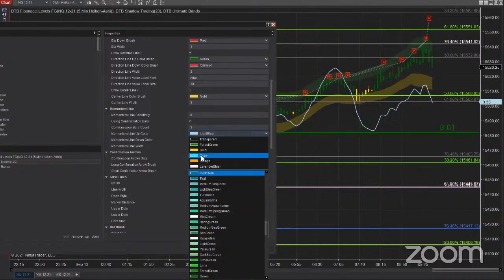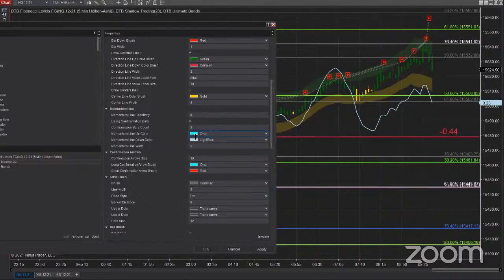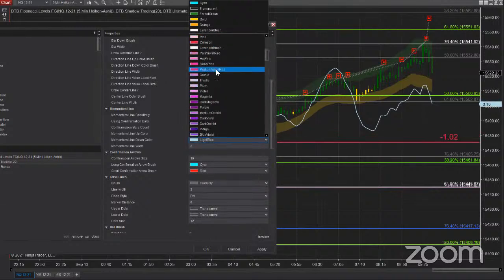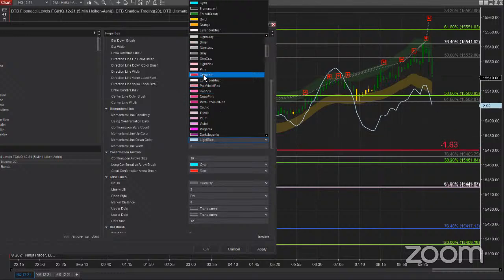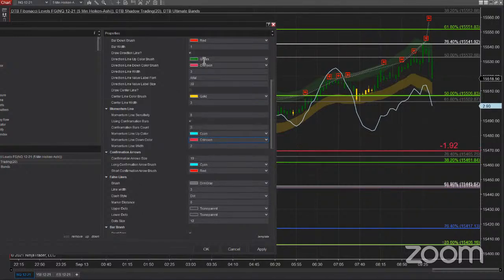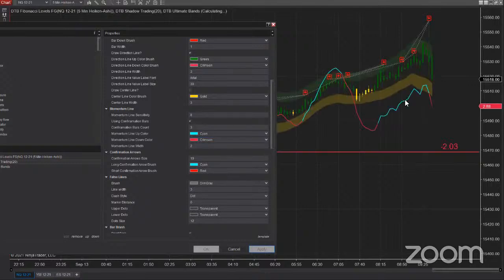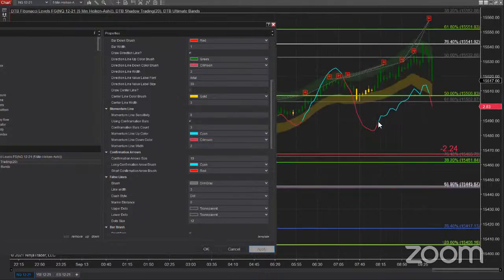So if I go and change the momentum line to, say, a cyan for up and, what's the other color? Red. Maybe not red. Well, let's just make it a darker color, maybe like a crimson color. Then it will actually color that line also, and will give you a clear representation of when the buyers are in control and when the sellers are in control. So you can do that if you would like.